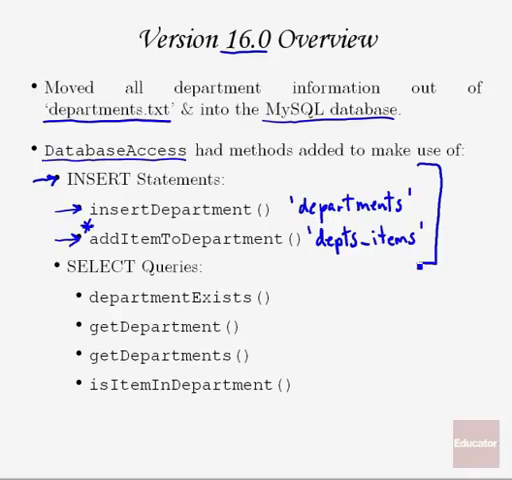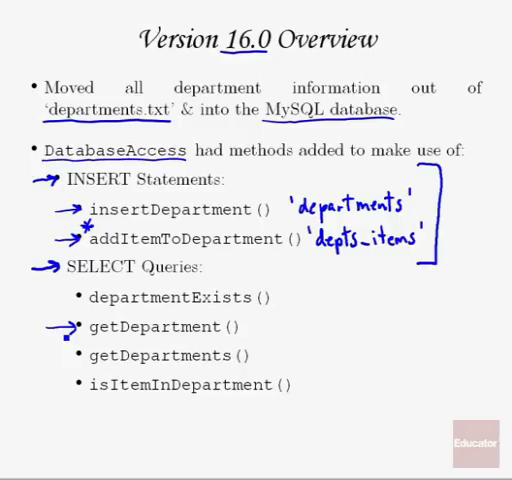So between these two types of insert statements we're going to be able to add a department and add items to it. Now that means the information for a department is going to be spread across two different tables. So in our second type of query that we know about, our select queries, we're going to have a couple of methods that have to make use of that knowledge that the department information is spread over two tables. For example, we're going to have a getDepartment method, which is going to have to run two queries to load a department object.